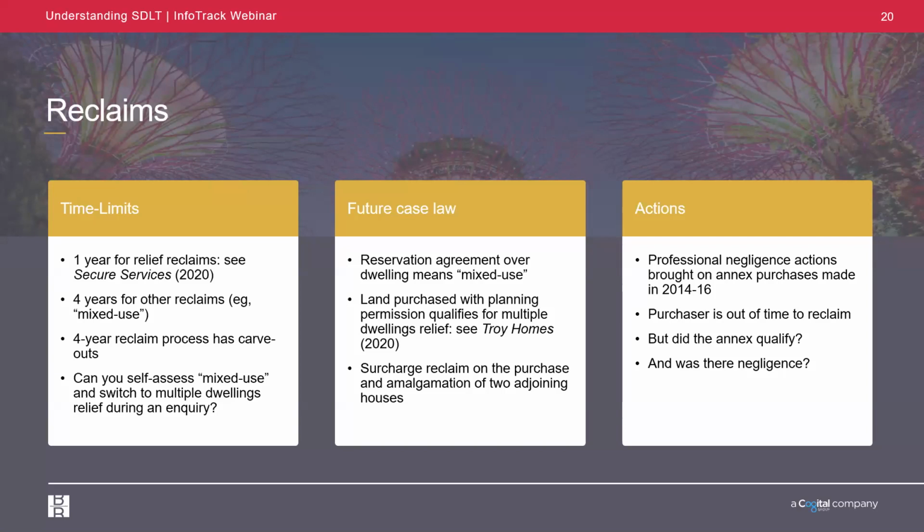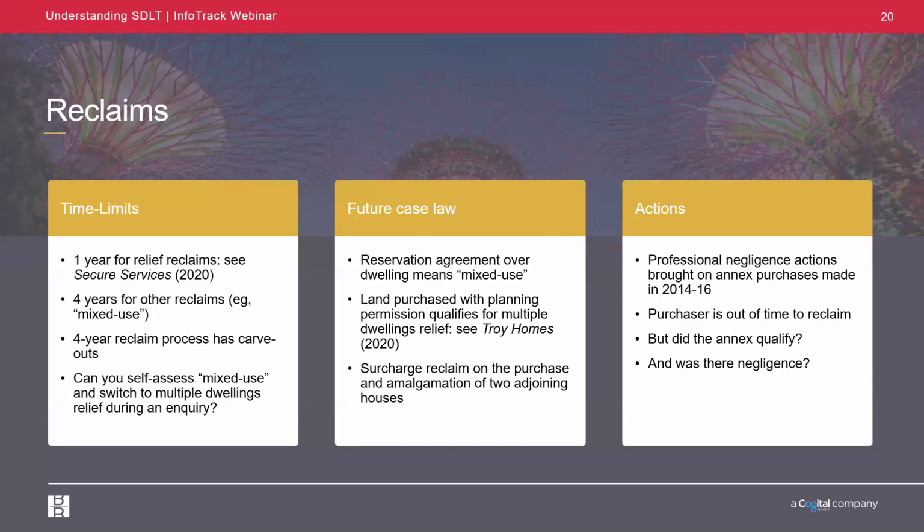But generally, the time limit for relief reclaims is 1 year, possibly unless an inquiry is opened but in progress. Then for other reclaims, so where you've used the wrong rates, possibly on a mixed use purchase, you've got 4 years, but remember that that 4-year reclaim process has a different procedural set of conditions, and there are some carve-outs for the revenue in not having to repay tax. For example, where the error was consistent with a general prevailing practice at the relevant time.